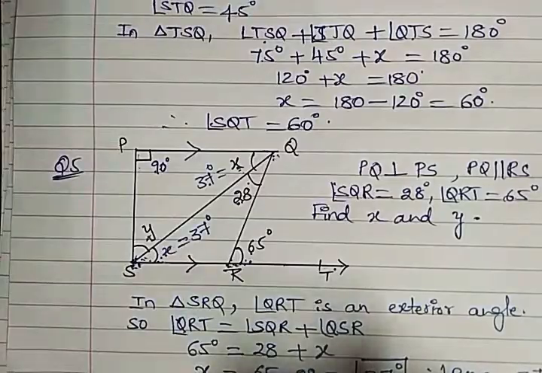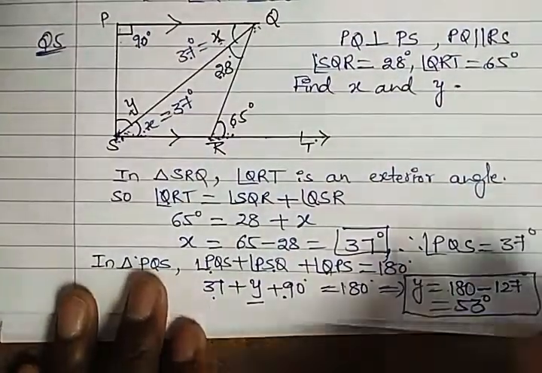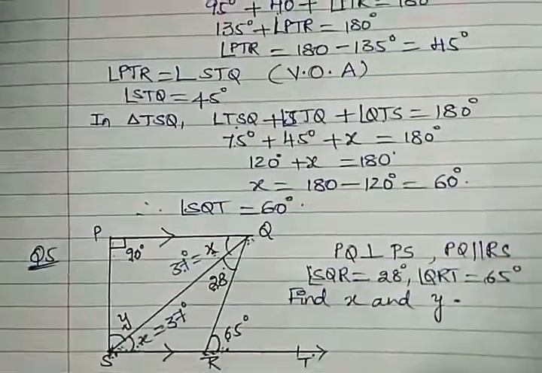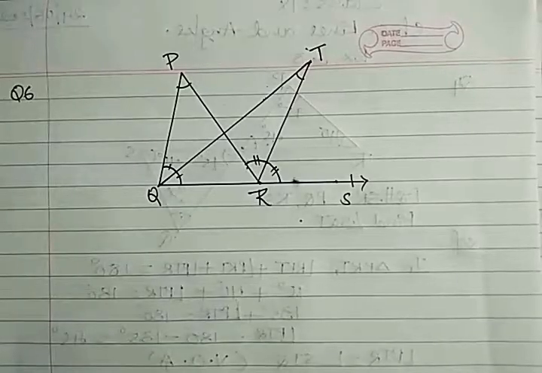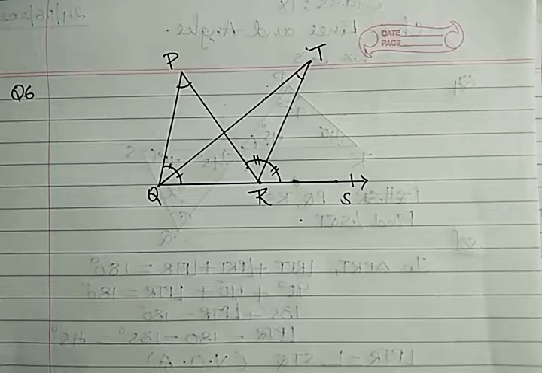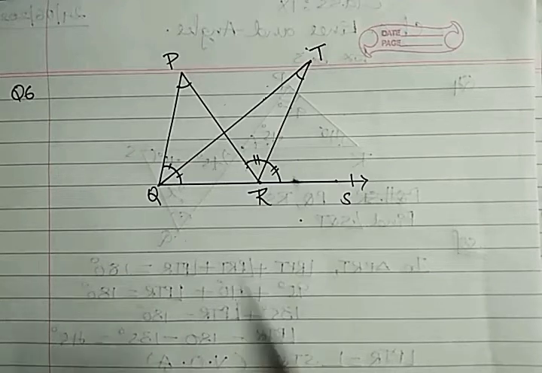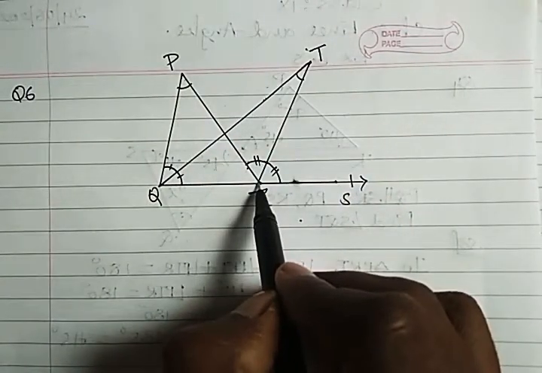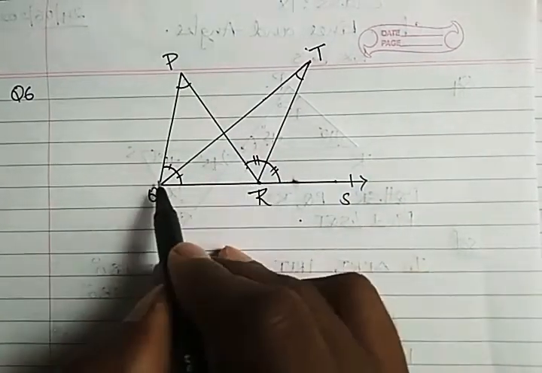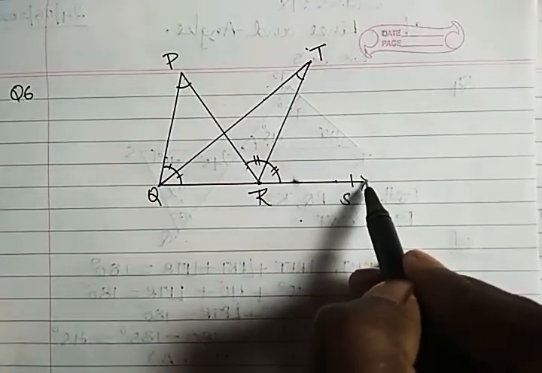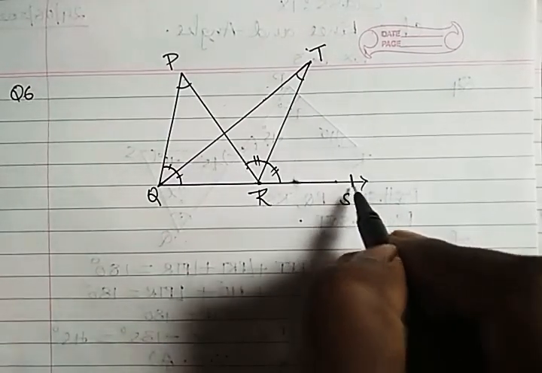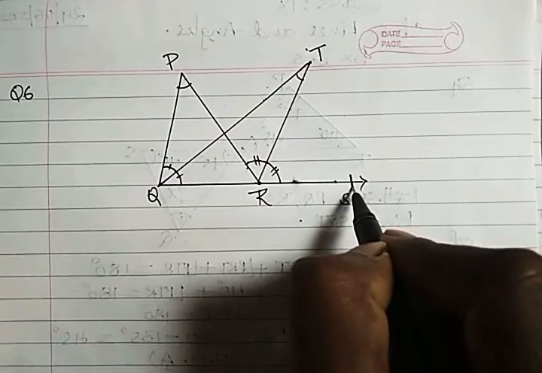So this is question number 5 from exercise 6.3. Question number 6 from the exercise. This is the last question of this exercise. In figure 6.44, the side QR of triangle PQR is produced. This is triangle PQR, the basic triangle. And in this triangle, the QR side is produced, that means extended, and a point S is taken on it.